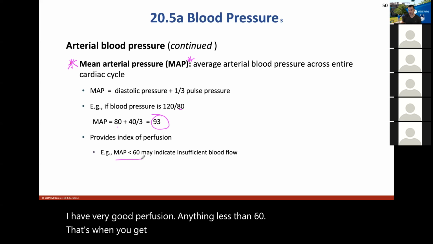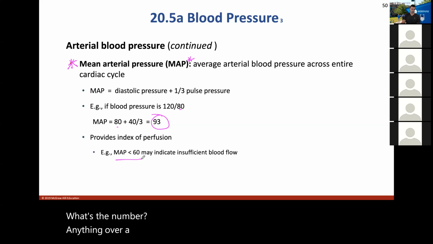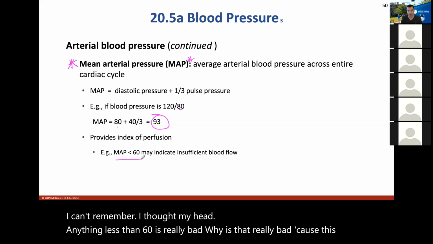And I think anything over, oh my gosh, what's the number? Anything over 100, 110, 120. I can't remember off the top of my head. Anything less than 60 is really bad. Why is that really bad? Because this ensures that you're not getting enough blood flow at all.